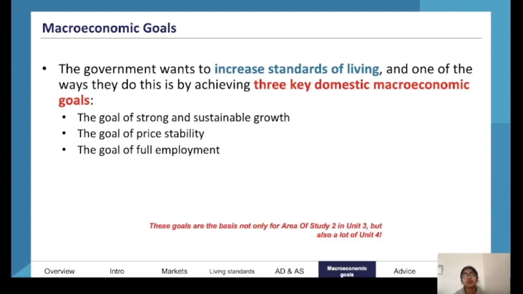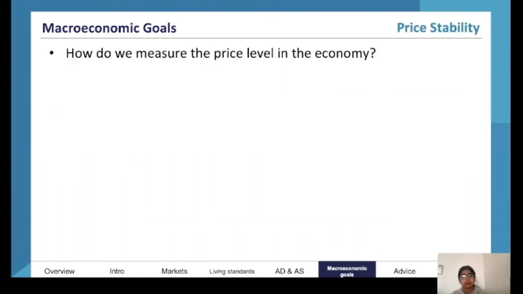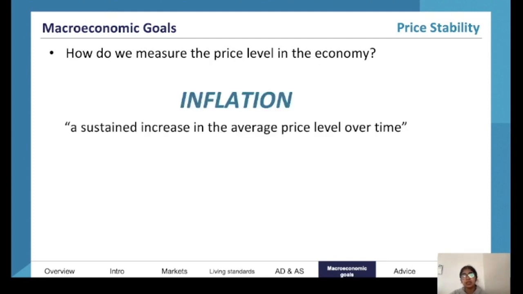But these goals are really, really important. From Unit 3 to literally the end of the year, you're going to be focusing a lot on these economic goals. So how do we measure the price level in the economy? We use inflation to do that, and that refers to the goal of price stability.